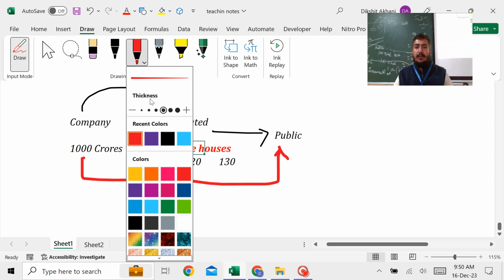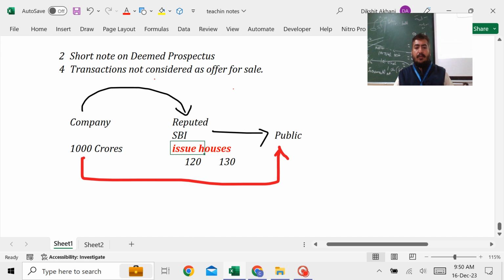Now, what's the problem is, see, definitely if SBI wants to impress the public, it must give some information about the company: how the company is, what the company was doing, what the company is doing, and what the future plans of the company are in the upcoming future. So definitely SBI will use some advertisement-like documents for the public. Otherwise, something should be given.